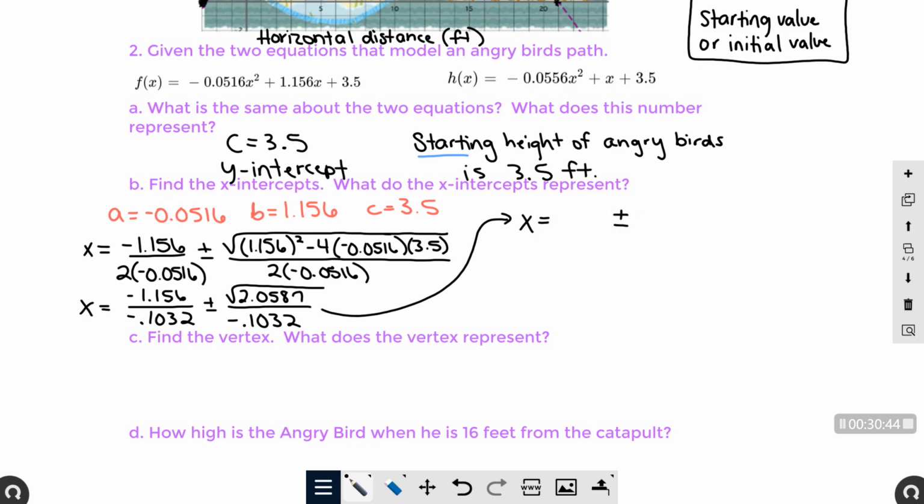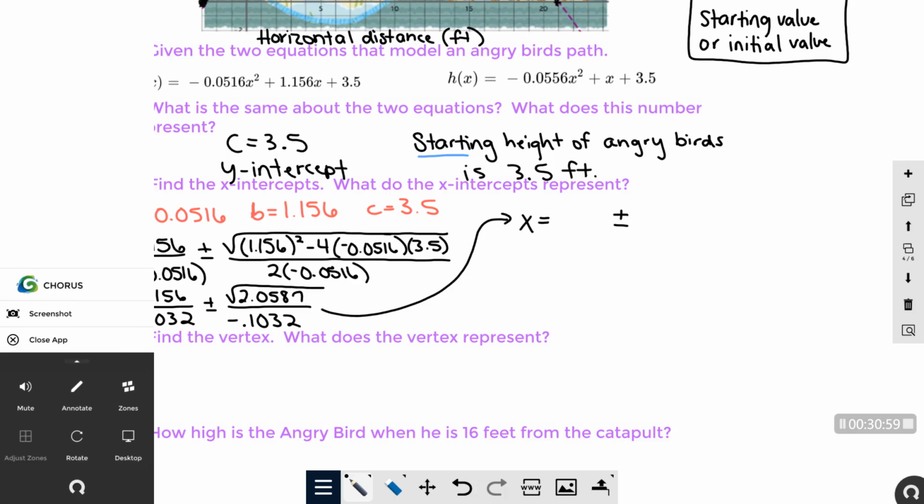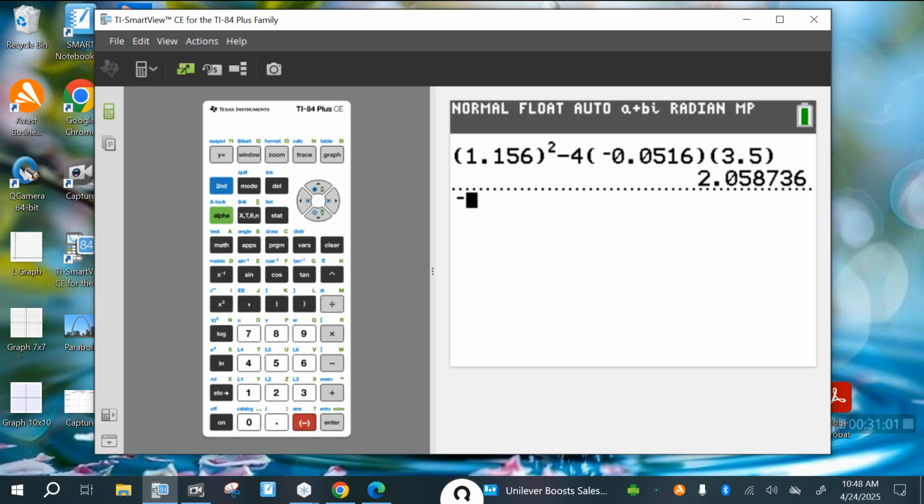Now what I'm going to do is go ahead and divide both of those but not add them yet, because normally we simplify what's under the square root, but we're not having to break that down because we don't need an exact value here. We're just estimating for our word problems. So let's divide those two fractions. 1.156 divided by negative 0.1032. So I get about 11.20. I'm just going to say 11.2.